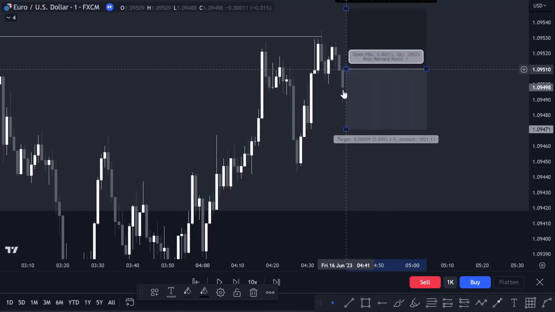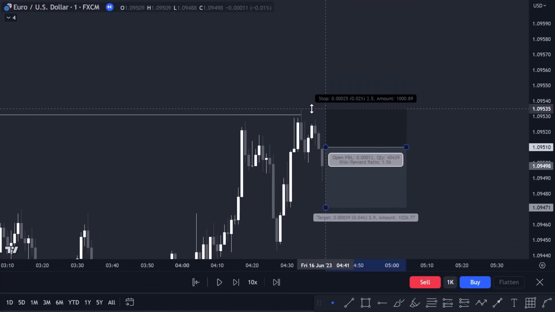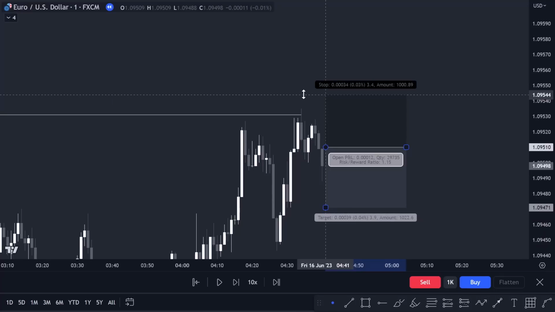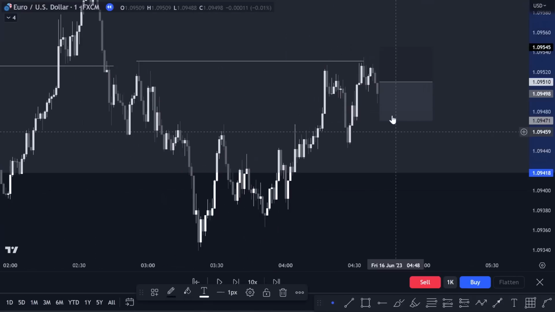So you can enter on this fair value gap, have a stop loss slightly above here. Let's say how many pips? This is 2.5. This is too low. 2.5 pips, I would go 3.5. One more pip. And then let's see what to target.